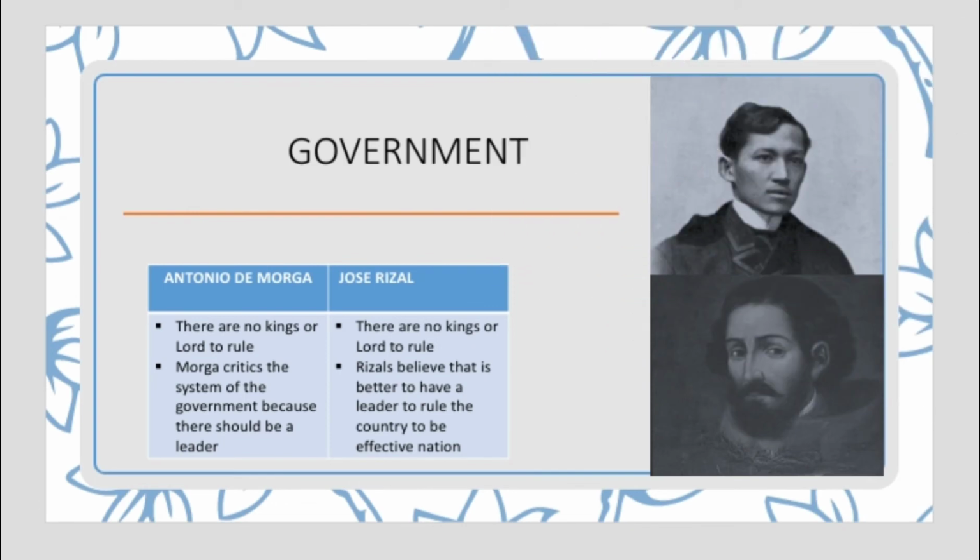So, next, government. So, according kay Antonio de Morga, there are no kings or lord to rule. At sabi naman ni Rizal, there are no kings or lord to rule. So, pareho sila. So, Rizal agreed to this. So, next is, Morga critiques the system of the government because there should be a leader. So, kay Rizal naman, Rizal believed that it's better to have a leader to rule the country to be an effective nation.